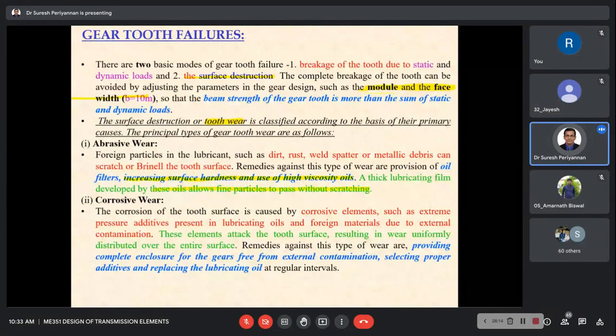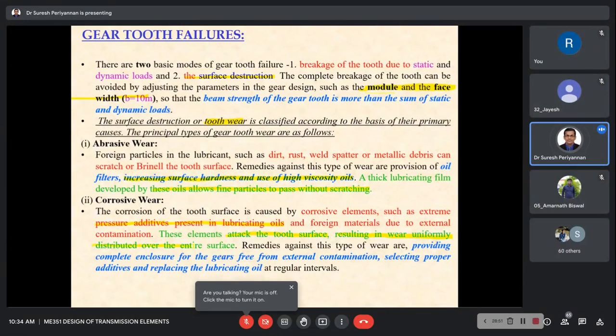Now corrosive wear. The corrosion of the tooth surface is caused by corrosive elements such as extreme pressure additives present in the lubricating oil and foreign materials due to external contamination. These are the parameters causing corrosive wear. How can I resolve this problem? These elements, the extreme pressure additives and foreign particles, attack the tooth surface, resulting in wear uniformly distributed over the entire surface.